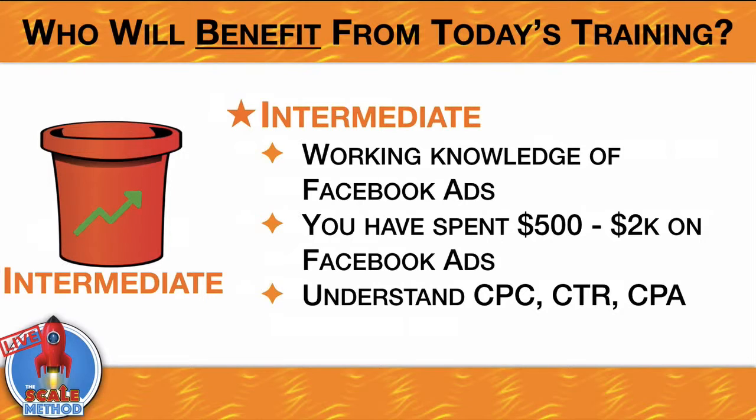Intermediate. You have working knowledge of Facebook ads. You've spent anywhere from $500 to $2,000 on Facebook ads, and you understand what the acronyms CPC, CTR, and CPA are. That would be cost per click, click-through rate, and cost per action, or cost per acquisition.